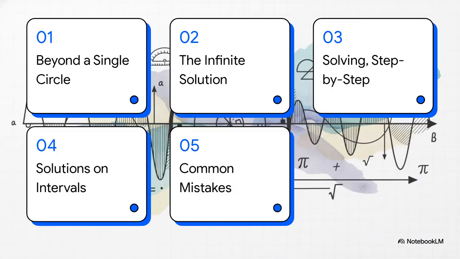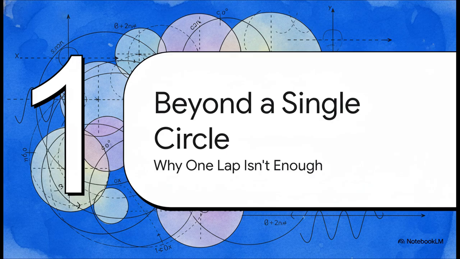So here's our game plan. First, we'll talk about why one circle just isn't enough. Then, we'll get into the actual formula for these infinite solutions. After that, we'll walk through some examples step by step, see how to find solutions on specific intervals. And finally, we'll cover some common mistakes you definitely want to avoid. Sound good? Let's go.